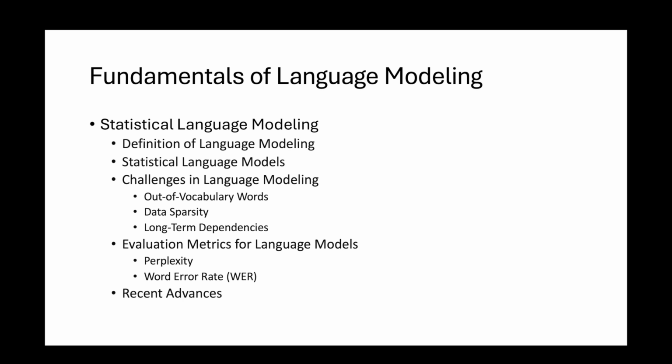Recent advances. Neural language models, neural network-based language models, such as recurrent neural networks, RNNs, and transformers, have achieved state-of-the-art performance by capturing complex linguistic patterns and contextual information.